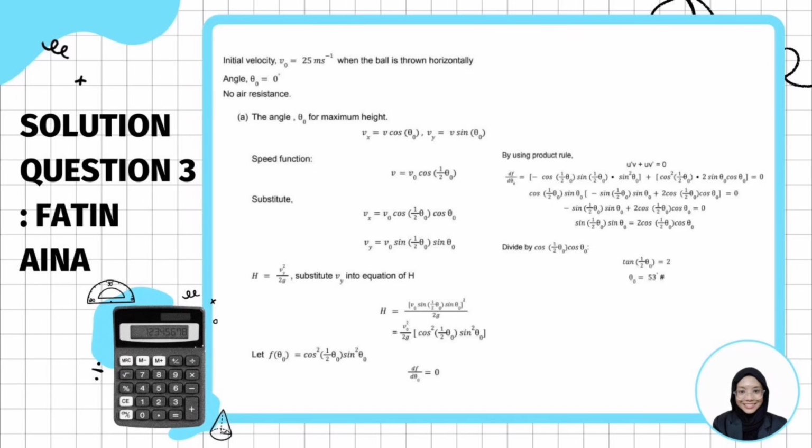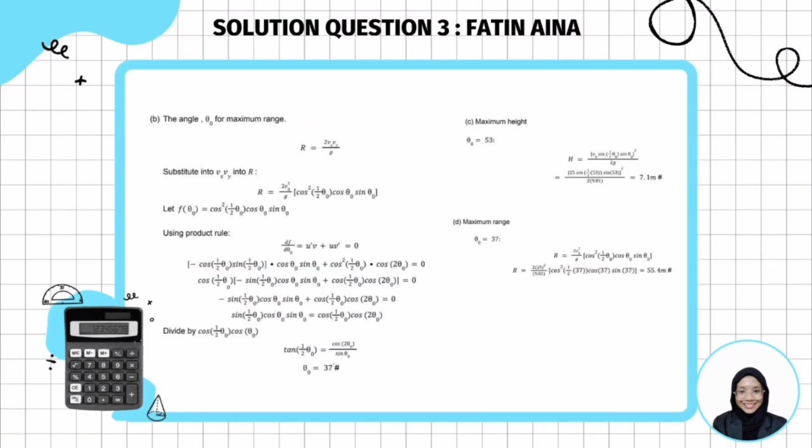Differentiate df over d theta equal to 0. We use the product rule to differentiate the function and we get theta naught equal to 53 degrees. For the angle for maximum range, the equation for R is 2VxVy over g. We substitute Vx and Vy into R, then we get the equation for R.